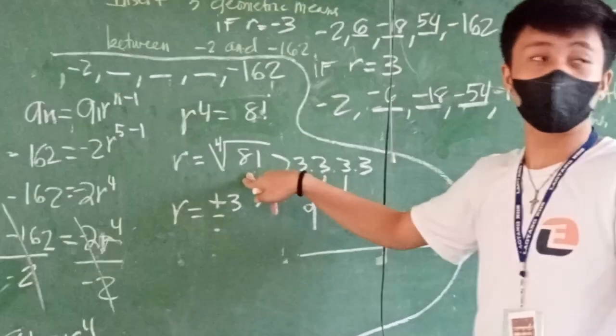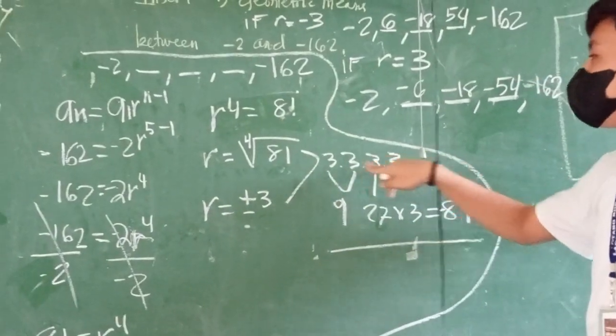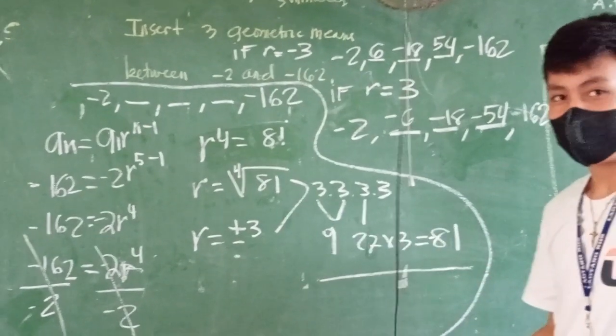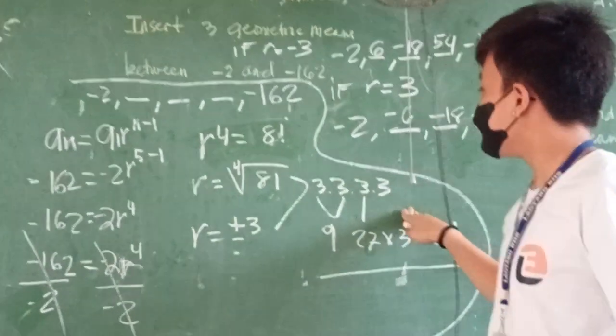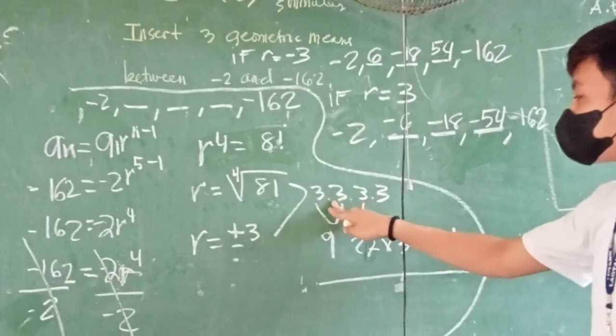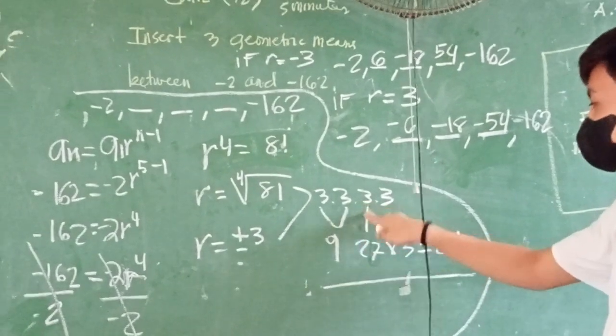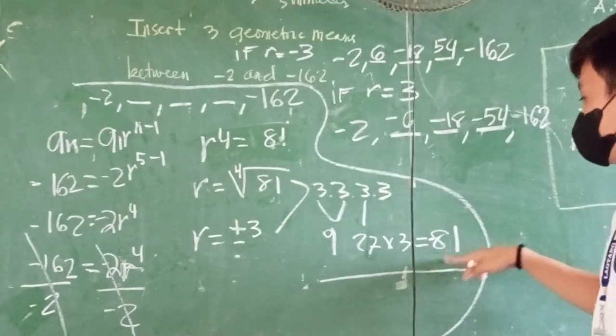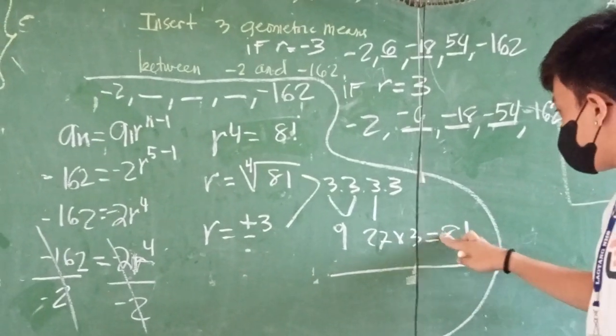So how did you get the 3? Four factors of 3. So 3 times 3 is equal to 9, times 3 is equal to 27, times 3 is equal to 81.